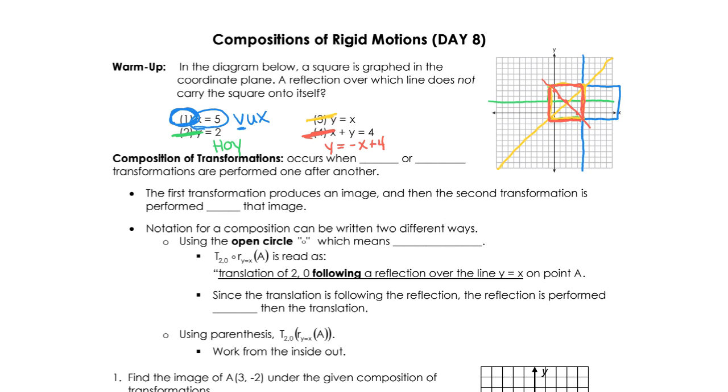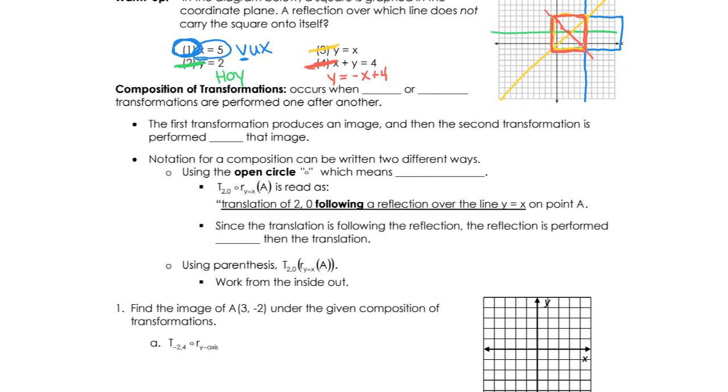All right. So we're going to talk about a composition of transformations today. They occur when 2 or more transformations are performed one after another. The first transformation produces an image, and the second transformation is performed on that image. In compositions, we never go back to the original. You always perform the second transformation on the one you just got.